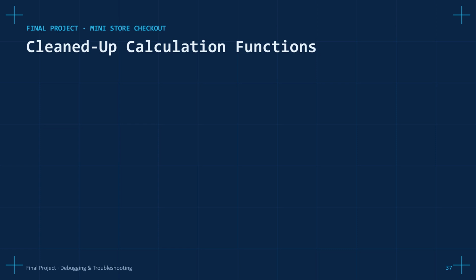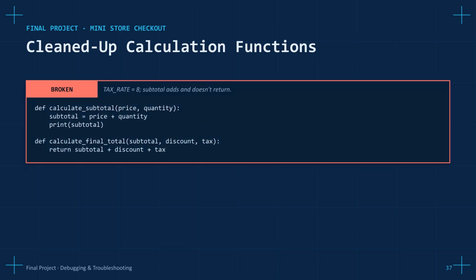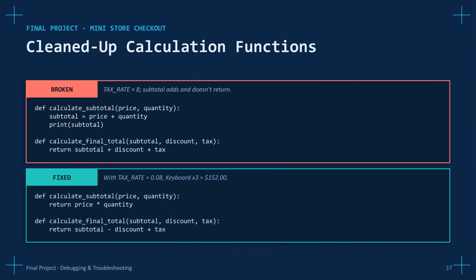Here are the calculation functions. In the broken version, the subtotal is calculated with addition instead of multiplication and isn't returned, and the tax rate is set incorrectly. The fixed version multiplies, returns the subtotal, and correctly subtracts the discount. With the right rate, the final calculation is now accurate.